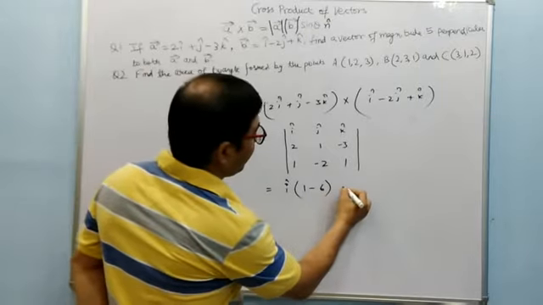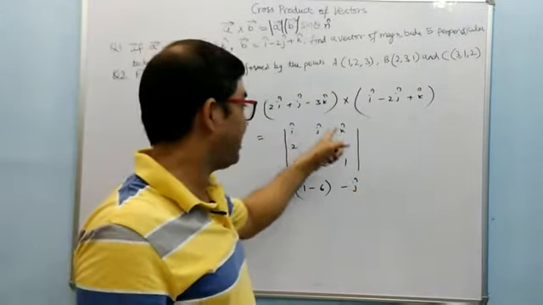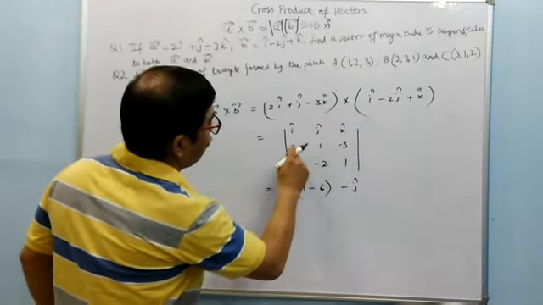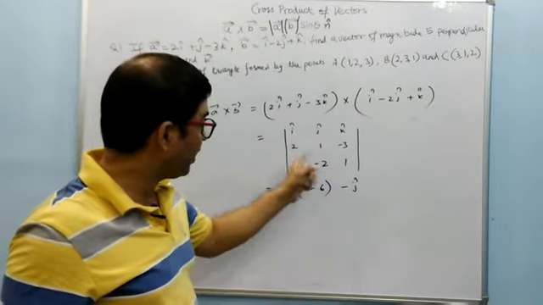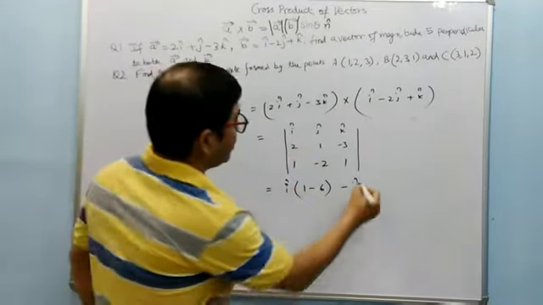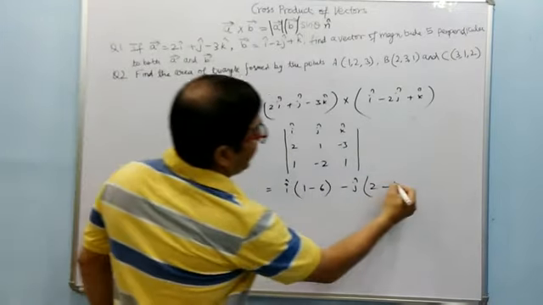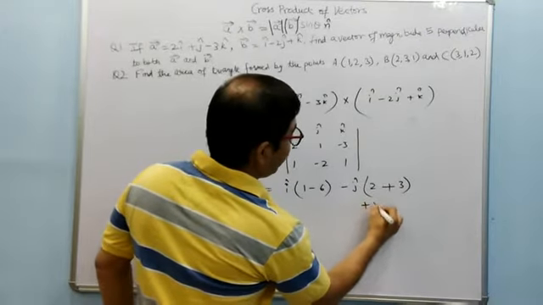Then we will write minus j cap, because the sign scheme is plus, minus, plus like this. Now this time this is cancelled, 4 items, this left over. So on getting the value, 2 into 1 is 2, minus 3 into 1 is minus 3. So this is plus 3, plus k cap.